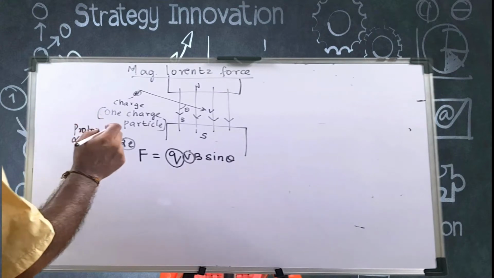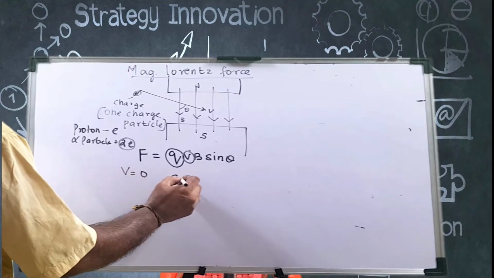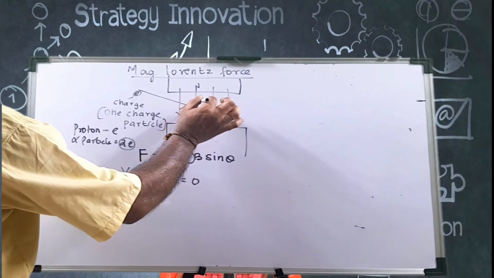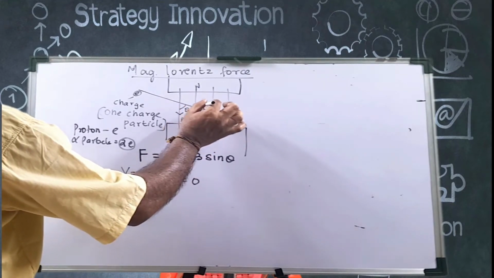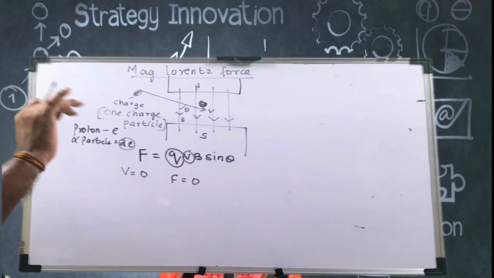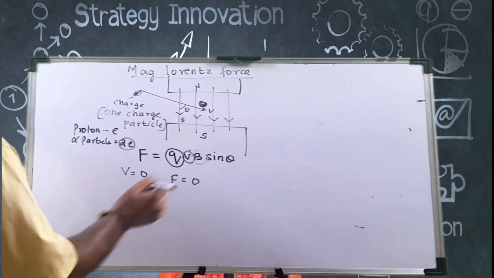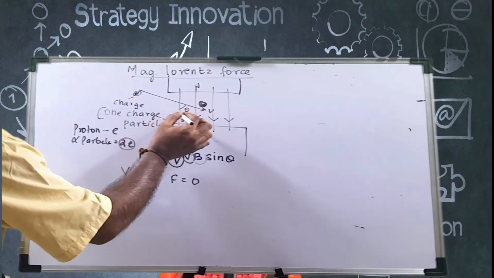And also, if they are at rest, that means when velocity is zero, then force will be zero. So a charged particle just being placed in a magnetic field will not experience any force. It should move. Only a moving charge can experience a force in a magnetic field. It depends on the magnetic field B and depends on theta. Theta is the angle between V and B.